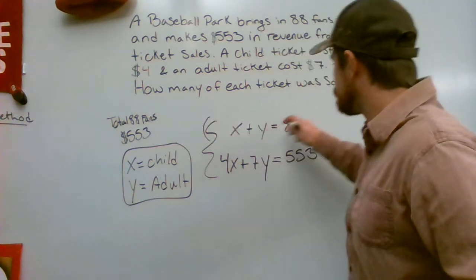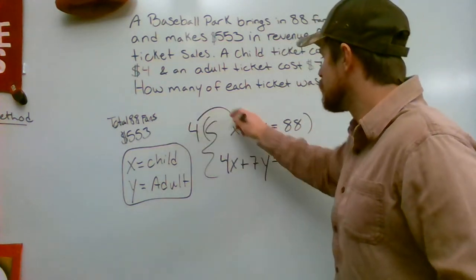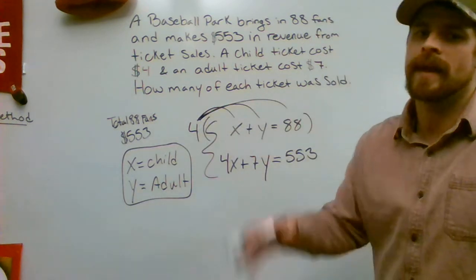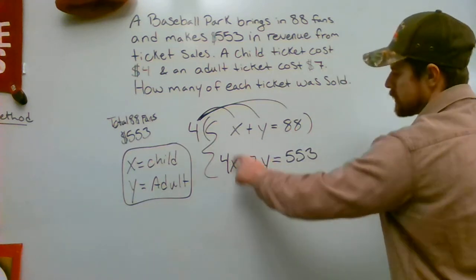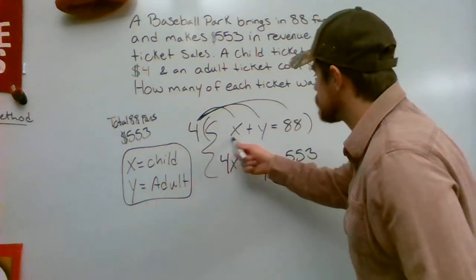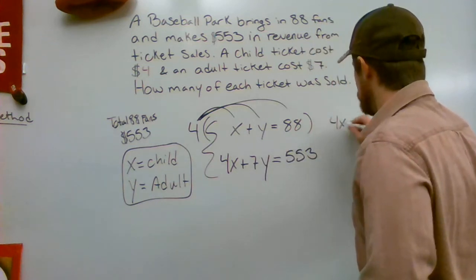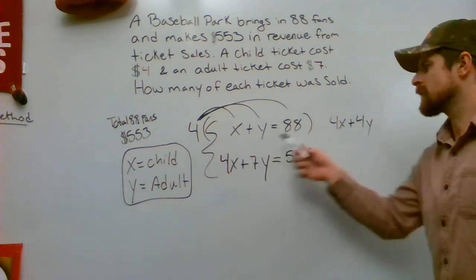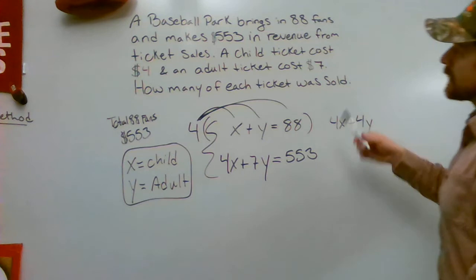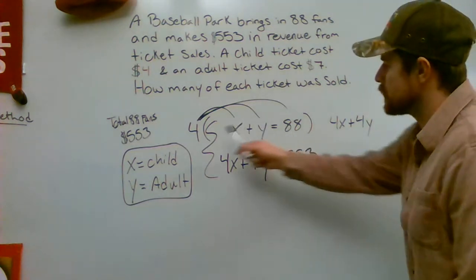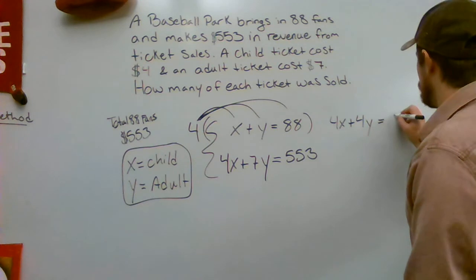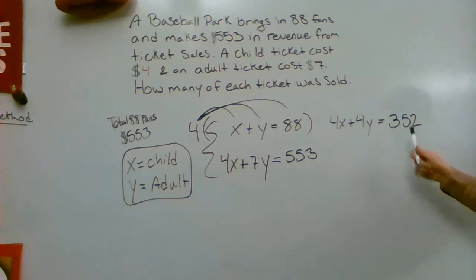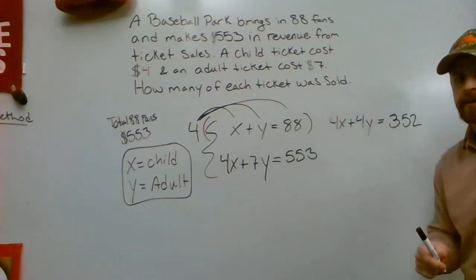But if I multiply the top equation all by 4, using the distributive property, I will get a brand new equation that will have a matching 4x on top and bottom. So let's do that now. 4 times x would give me 4x. 4 times y, 4y, and 4 times 88, 80 times 4 is 320, plus another 32 would give me 352. I would double check something like this on my own calculator if I was doing this in class.